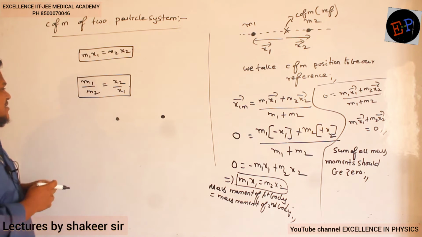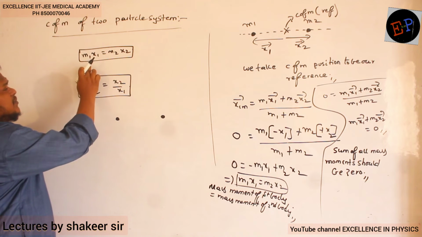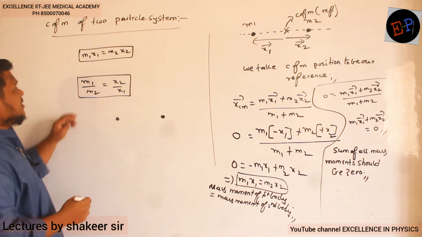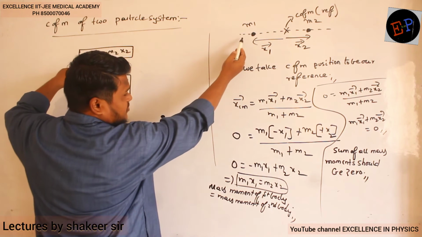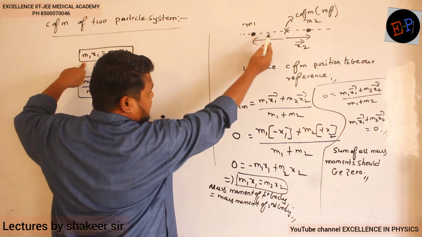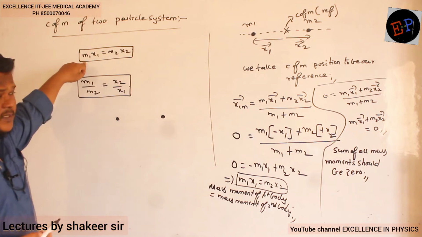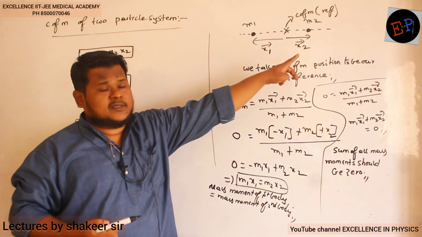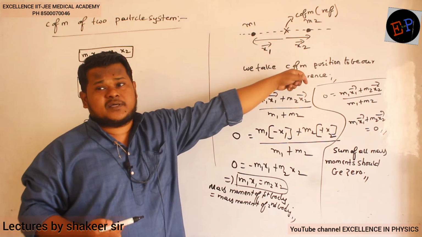Distance, very good. That is the point which we understand. Product of, Sima, here what is meant by m1? m1 is the mass of the first body, no? x1 is the distance of the first body from the reference. Clear, no? m2 is the mass of the second body. x2 is the distance of the second body from the reference.